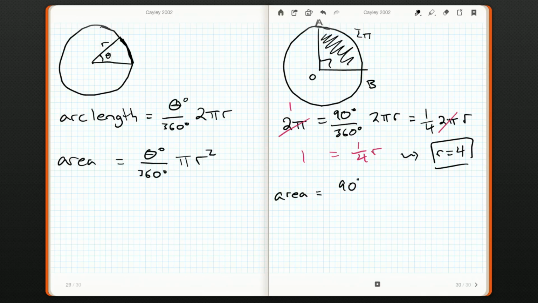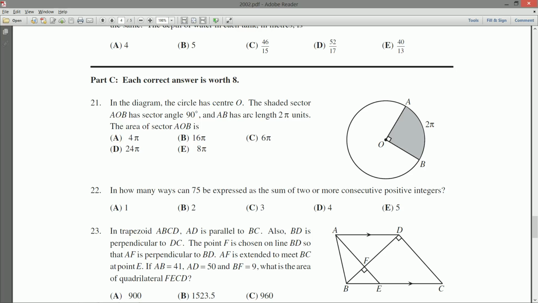So area is 90 degrees over 360 degrees, times pi r squared, but r is 4. So we're going to get 1/4 pi 4 squared. There's a 1/4 on the top and another 4 on the bottom. They'll cancel out. And so we'll just be left with 4 pi. So we'll take a look. 4 pi, it's the very first answer. So we go with A.